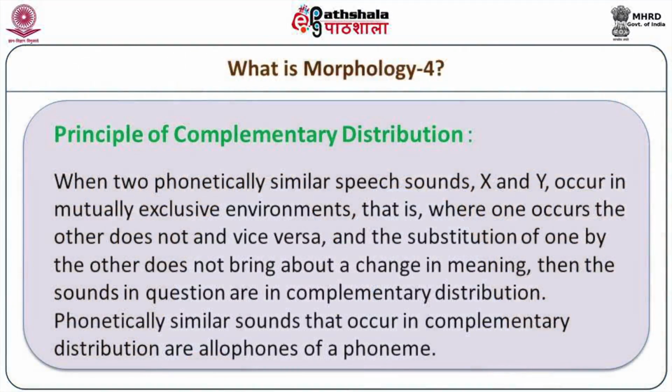That is, they do not occur in identical environments, they always occur in mutually exclusive environments. They are phonetically similar. The conclusion to be drawn from the principle is that when two sounds are found in complementary distribution, then they are allophones of a phoneme. The examples of allophones of a phoneme can be found in English as given in the table on the screen.